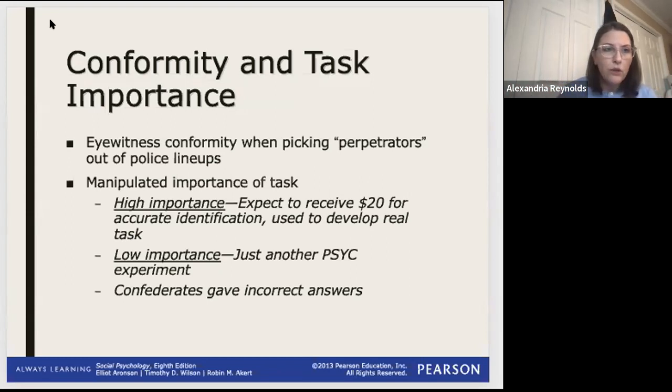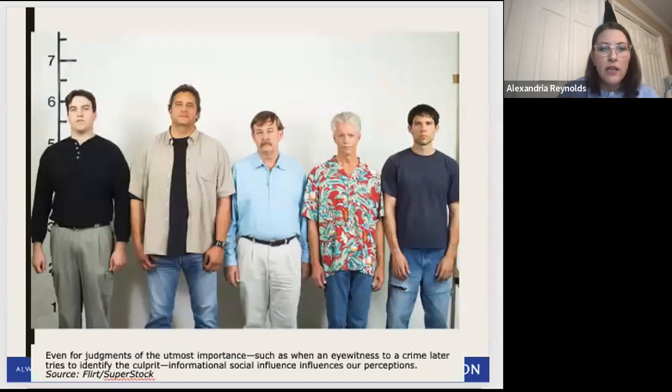So in this case, the person who was in the high importance group, we already got the answer here. The group that saw the experiment as high importance, they conformed. They were much more likely to conform when they felt like there was a lot on the line.